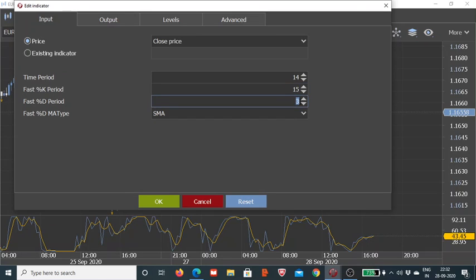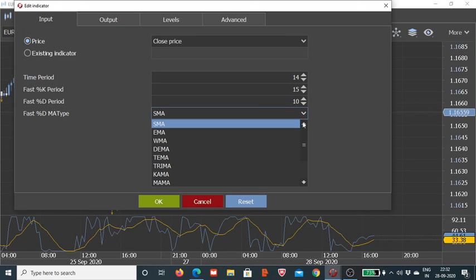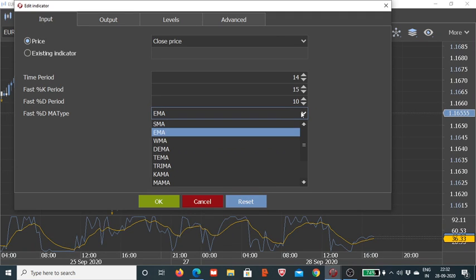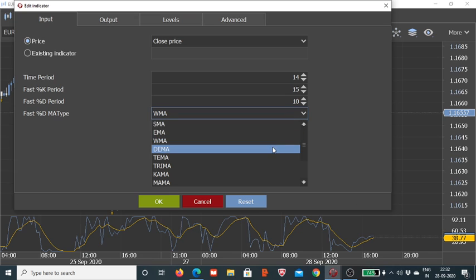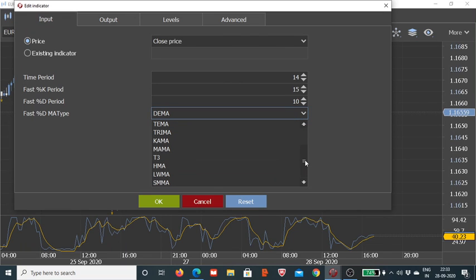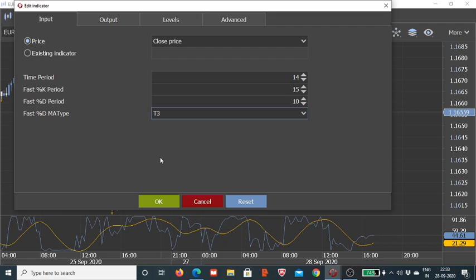Here we can change the fast percent D period as well. Say, for example, we make it 10, and we can even change the moving average type. Instead of SMA, you can choose EMA, WMA or DEMA. As I said, you have to arrive at the combination which is likely to prove most profitable.